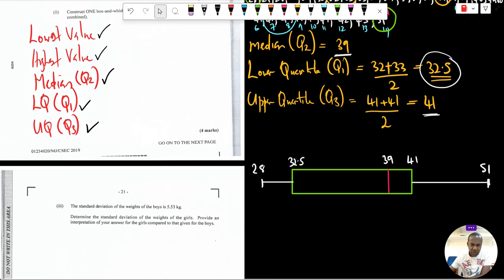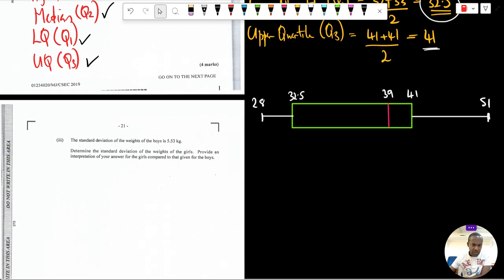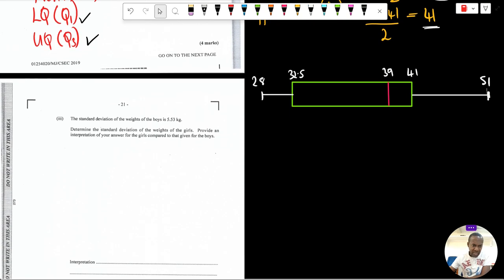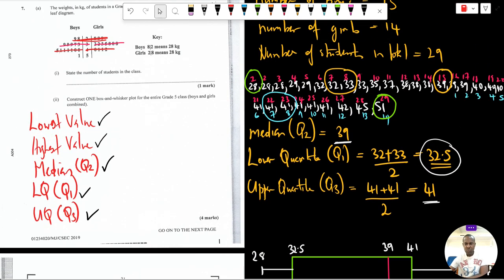All right, so for the next part of the question, we'll have to do some heavy calculation here. The next part of the question wants us to find the standard deviation of the weights of the, oh no, not the boys, but they tell us that the standard deviation of the weight of the boys is 5.53 kilograms. And we're supposed to determine the standard deviation of the weight of the girls. And of course, then provide an interpretation of your answer for the girls compared to that given for the boys, right? So we would need all our values in order to determine the standard deviation.